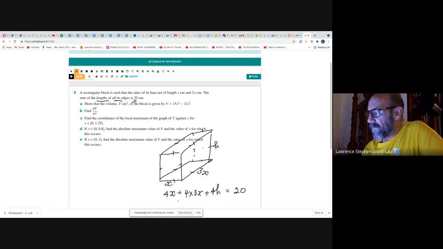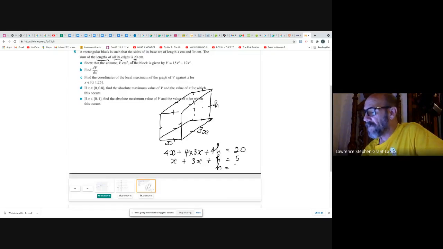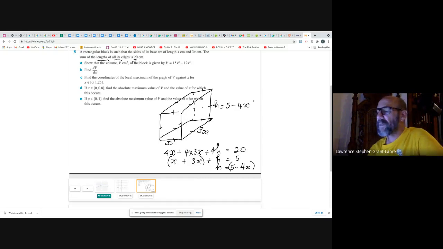Well, let's simplify this. If we divide everything by 4, we'll get x plus 3x plus h equals 5. And we need to know what h is, and that's 5 minus 4x, because 3x plus x is 4x, and we'll take that across. So we know now that h is 5 minus 4x. Well, that was easy.